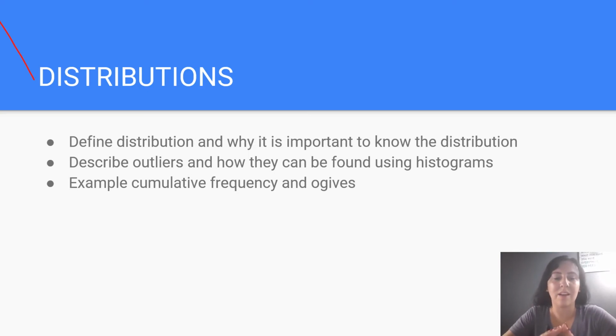Okay, so now we are on distributions. We're going to look at different types of distributions. First we're going to define distribution and then figure out exactly why it's important to know what the distribution actually is. We're going to figure out what outliers are and how we can find them using histograms.